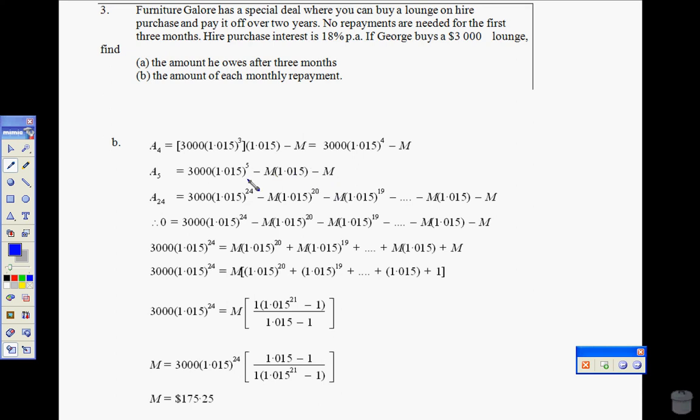That goes on for 2 years, so 24 months. After 24 months, it starts to look like this. We've got the 3,000 times the 1.015, with 24 amounts of interest being charged to it. But we didn't start paying for the first 3 months, so until the fourth month. That's why it's only to the power of 20, to the power of 19, and so on, down to the last payment, which is minus m.